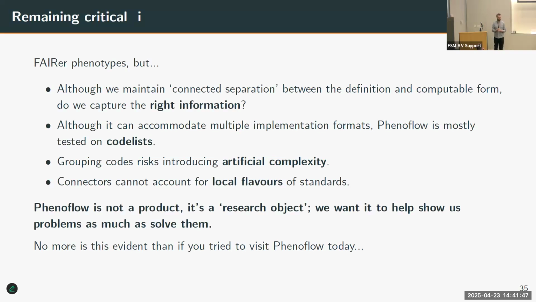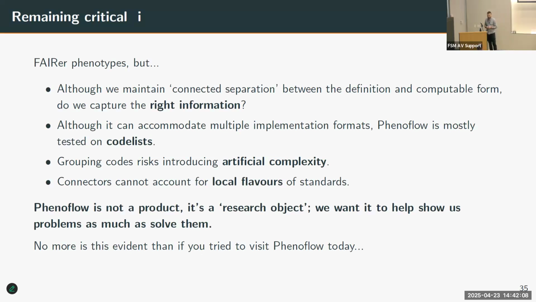Because let's be honest, we might get fairer phenotypes. I'm not going to completely undermine my entire argument from this lecture. I do think that Phenoflow gives you fairer phenotypes, better or worse. However, there are some problems, I would say. So we do achieve this connected separation, but is the information we're storing enough? Is it enough to have the ID, to have the description, to have the ontology? Do we need more granularity?